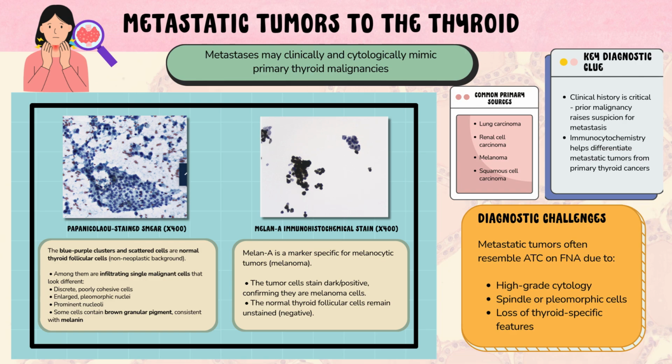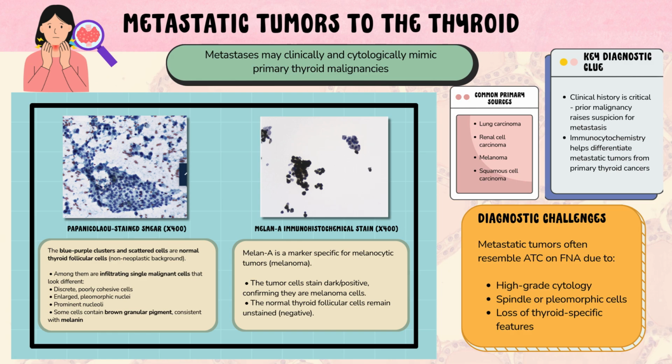First, looking at the image, which is stained with Papanicolaou stain at high magnification. Most of the cells seen here are normal thyroid follicular cells, which may appear blue to purple and form small clusters. This represents a non-cancerous background of the thyroid tissue. However, scattered among these normal cells are abnormal cells. These cells are poorly cohesive, meaning that they appear individually rather than in clusters. They also show enlarged and irregular nuclei with prominent nucleoli, which are features of malignancy.